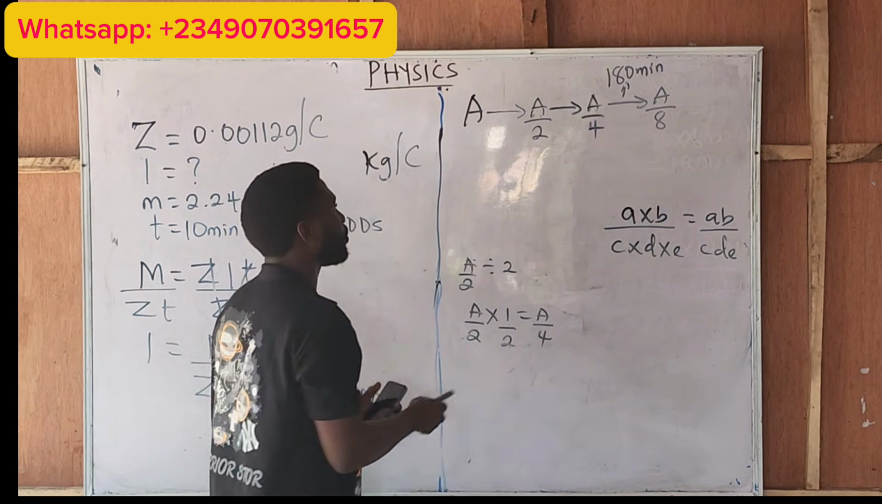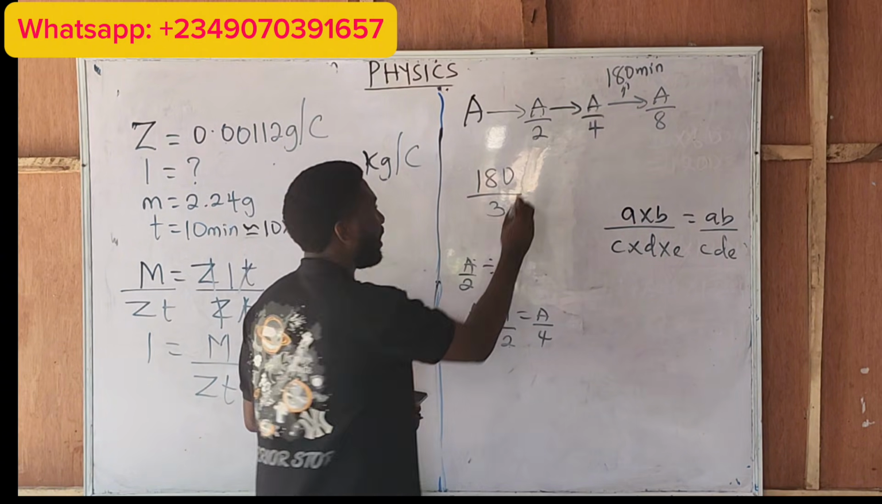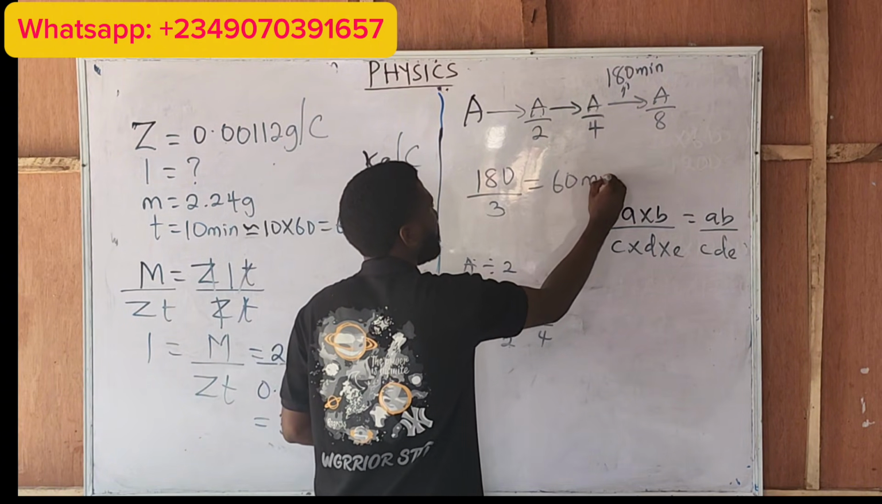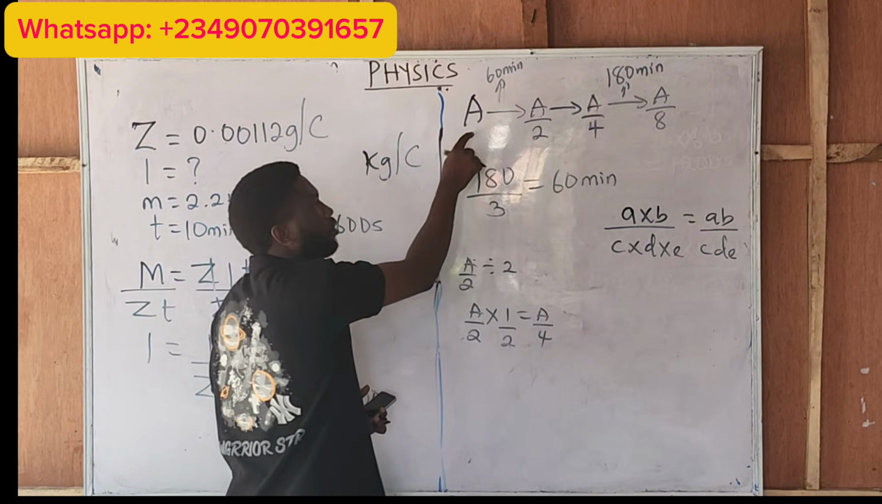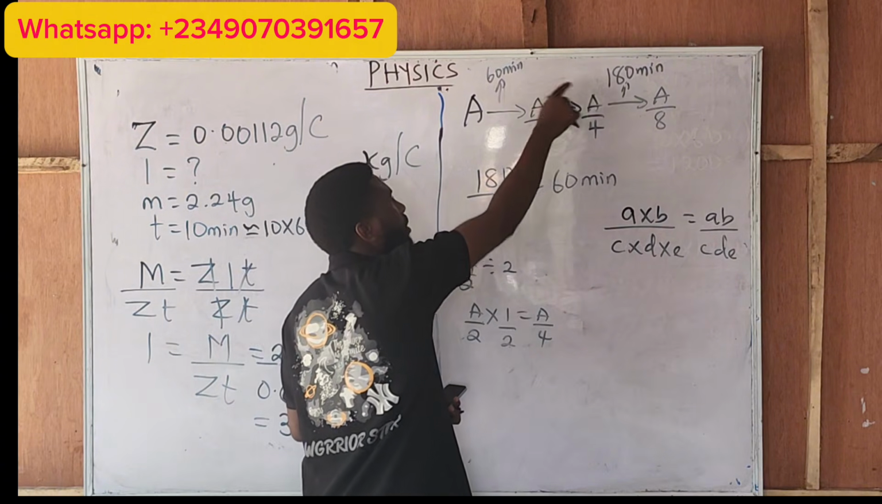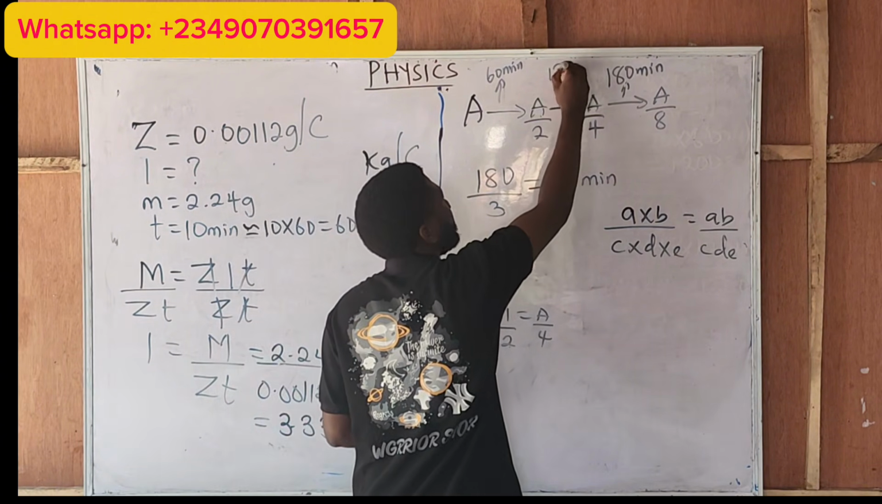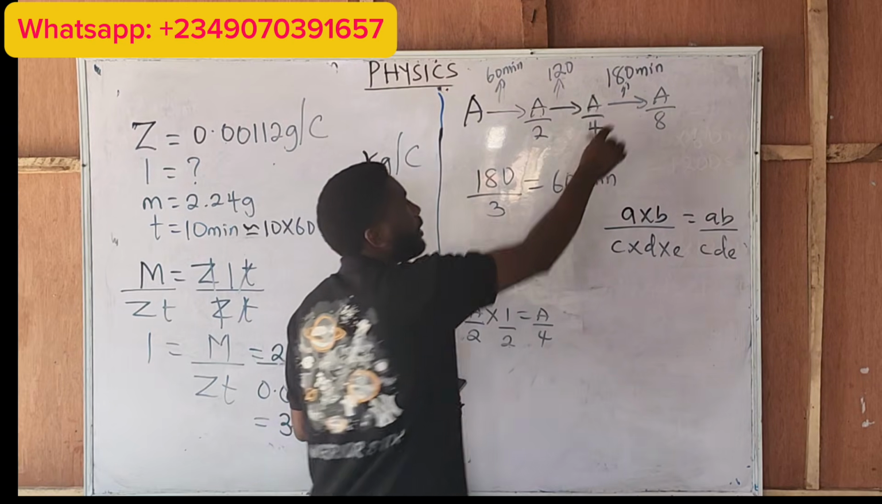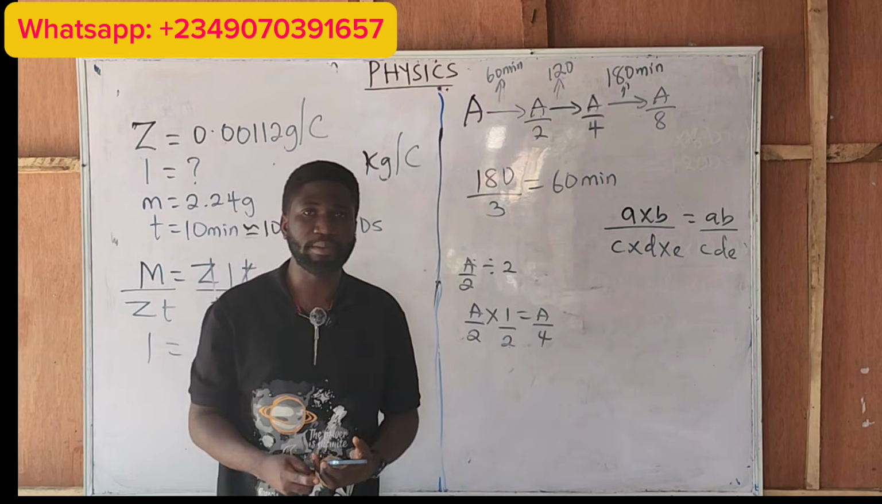So this will now give us 180 divided by 3. And that gives us 60 minutes. So here is 60. So for A to give us A/2, it takes 60 minutes. So for A/2 now to give us A/4, we are going to add 60 to that 60. That will give us 120. And for us to have 180, add 60, that gives us 180 minutes.